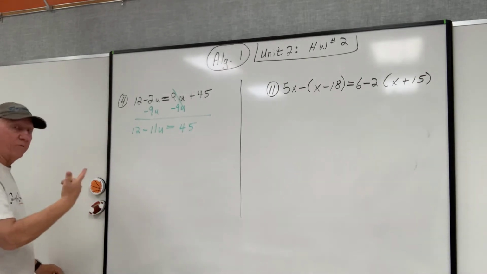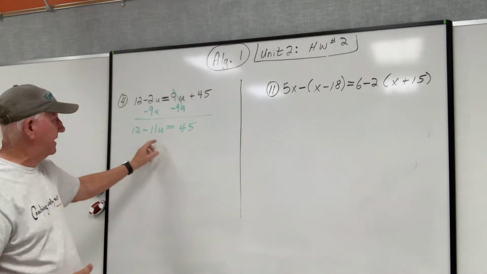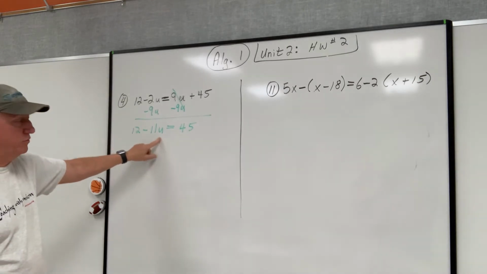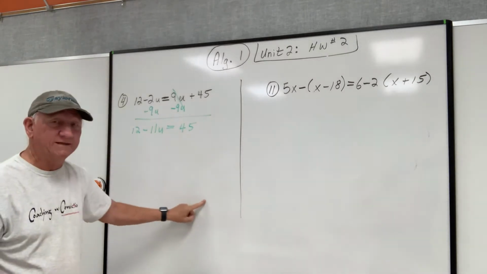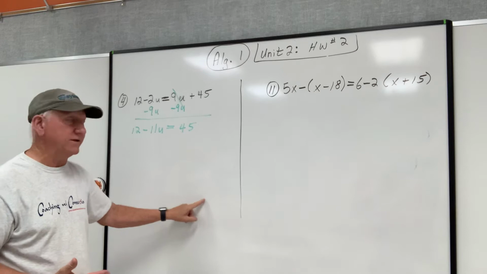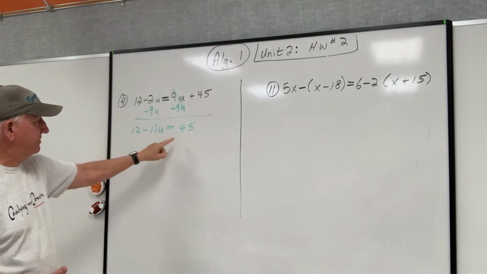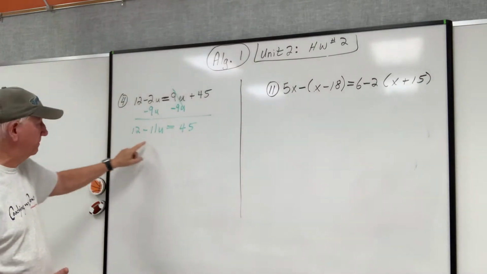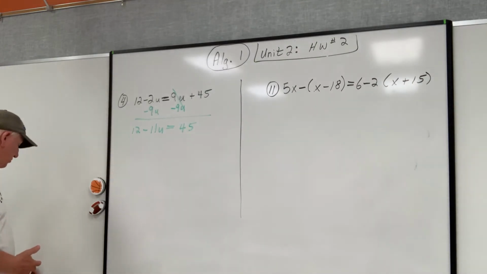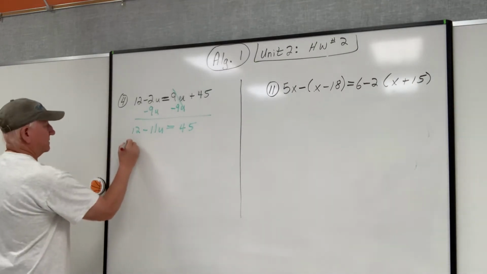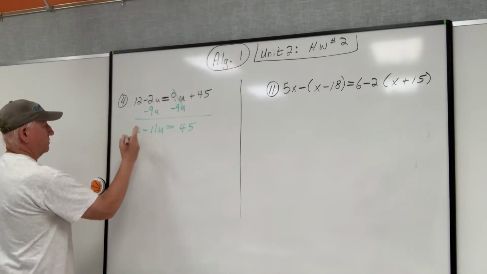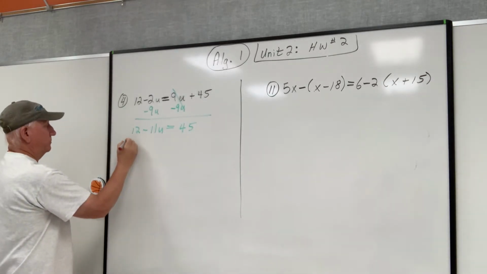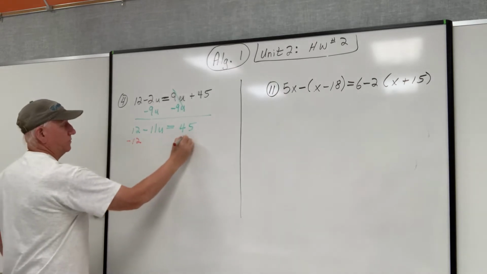All right, now I have all my variables on the left side of the equal sign, but I have a number still over here. Remember, you have to have u equals at the end for a final answer. So that 12 needs to not be here. So for me to get rid of it, to move it back over here, I'm going to subtract the 12 from both sides.